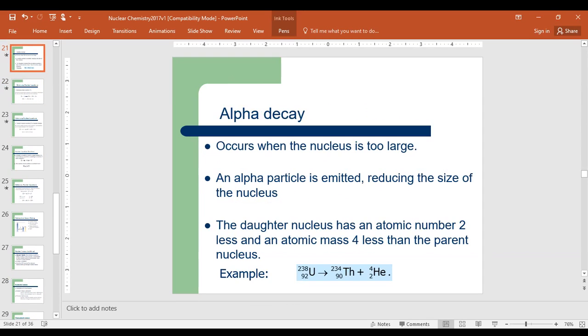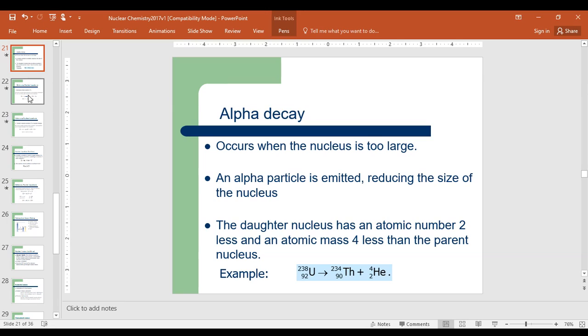The next one is alpha decay. We also have situations where the nucleus is too large. Here we have a nucleus with way too many protons and way too many neutrons, and it emits alpha particles. This will also reduce the size of the nucleus. We have an example here with uranium. Uranium is a very large atom, and it often does undergo alpha decay. Here we have uranium-238 emitting alpha particles and forming thorium. So that's just another example.